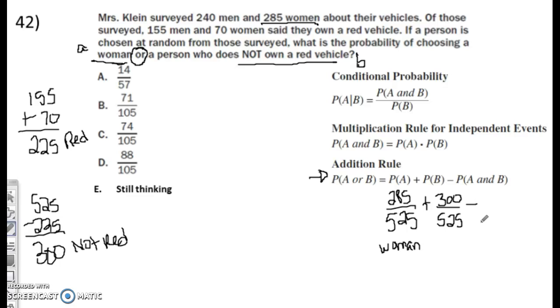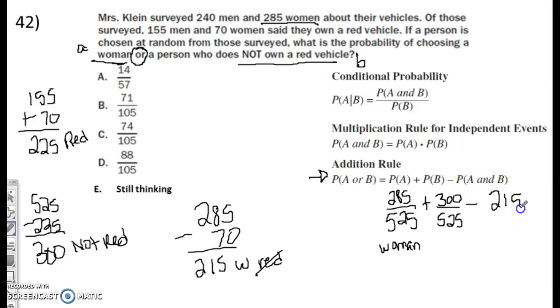And then I want to subtract off the people that are both women and not owning a red vehicle. Okay, so let's go back up here and think about this. There's 285 women. 70 own a red vehicle, so I need to figure out how many women do not own a red vehicle. So I'm going to take 285 and subtract off the 70. So that tells me that there's 215 women who do not own a red vehicle. That is the probability of both, the women who don't own a red vehicle. So we want to subtract off those 215 that we counted twice. Because we counted these people in the women total, and we counted them in the not red car total. We don't want to count the same person twice. That's why we subtract off those overlaps.